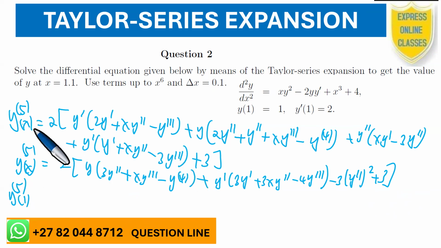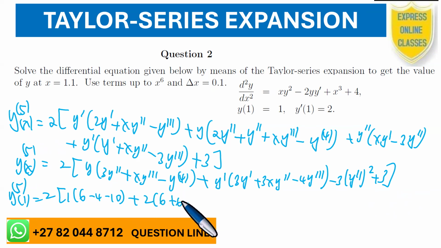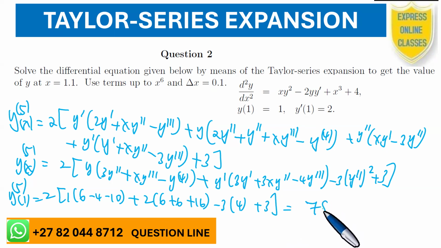To find the fifth derivative, we differentiate the fourth derivative. And then if you substitute here in the place of the y, it becomes 1, 6 minus 4 minus 10 plus 2, 6 plus 6. Just substitute everything we've got from the previous steps. And then minus 3 by 4 plus 3. And if you add everything with the calculator, we get exactly 78.